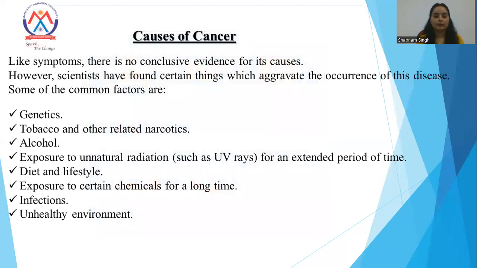So through the pictorial diagrams, we will discuss these symptoms. There is no conclusive evidence for its causes. However, scientists have found certain things which aggravate the occurrence of this disease. Some of the common factors are genetics, tobacco and other related narcotics, alcohol, exposure to unnatural radiation such as UV rays for an extended period of time, diet and lifestyle, infections, and an unhealthy environment.